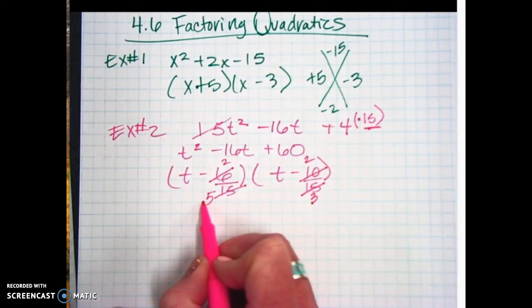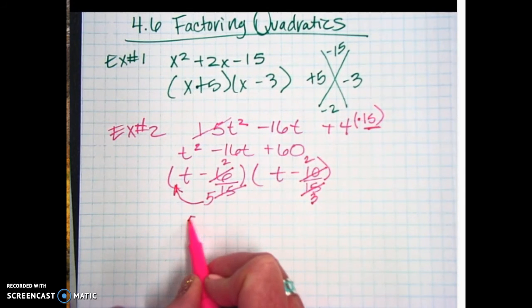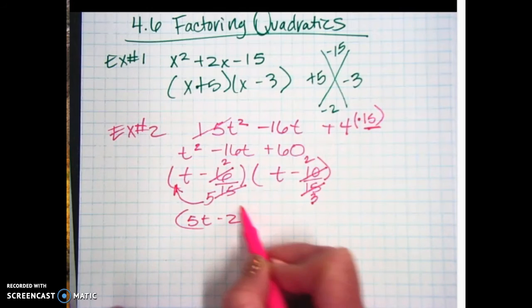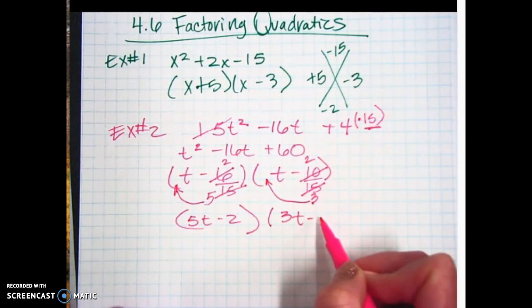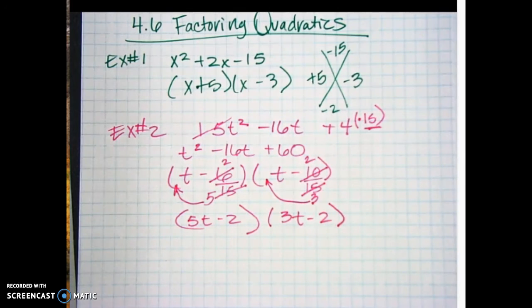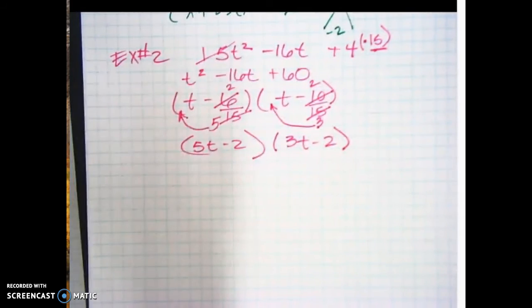So slide this 5 out front, so we have 5t minus 2. Slide the 3 out front, and we have 3t minus 2. Any questions on example 2? All right, one more.